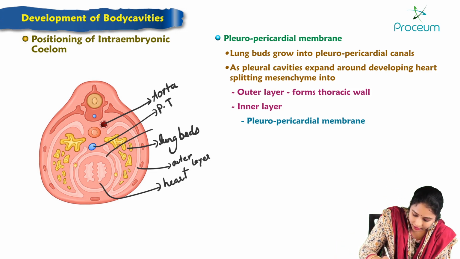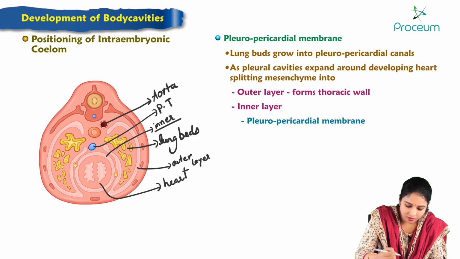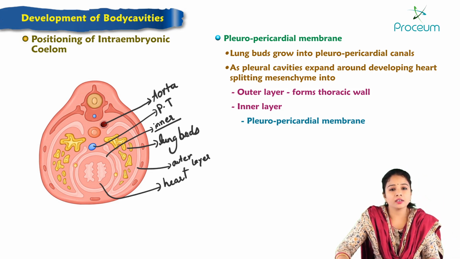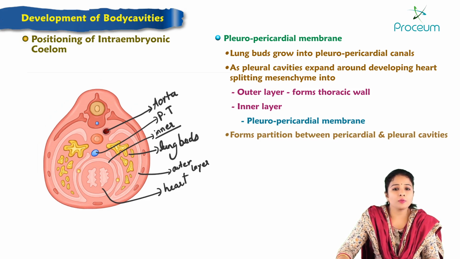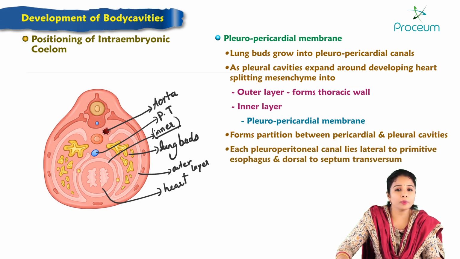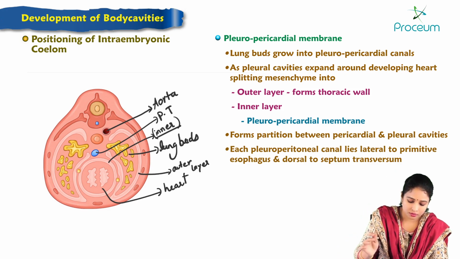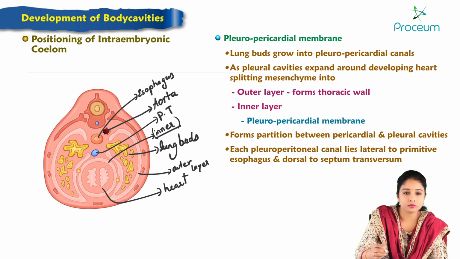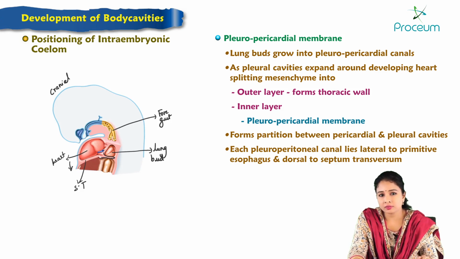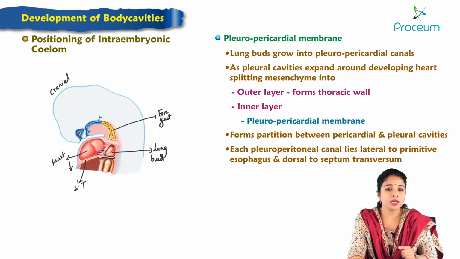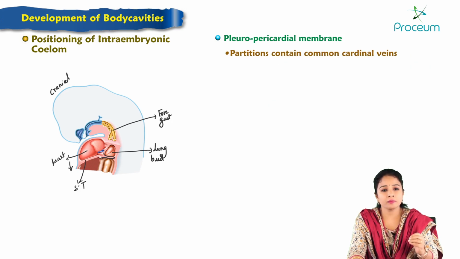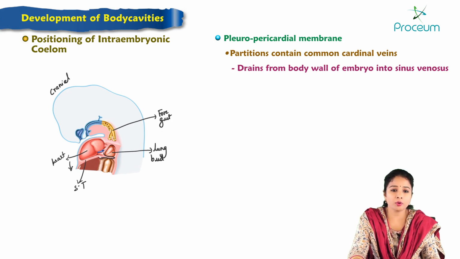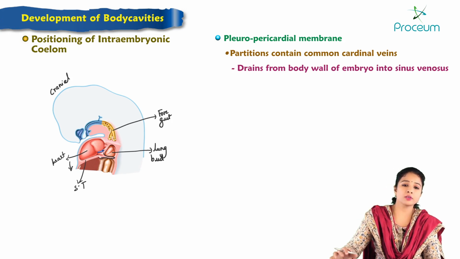So this is the inner layer which forms the fibrous pericardium enclosing the heart. Pleuropericardial membranes form the partition between the pericardial and pleural cavities, and each pleuropericardial canal lies lateral to the primitive esophagus. So here is the esophagus. These partitions, that is the septum transversum and also the pleuropericardial membranes, contain mainly the cardinal veins which drain from the body wall of the embryo into the sinus venosus.